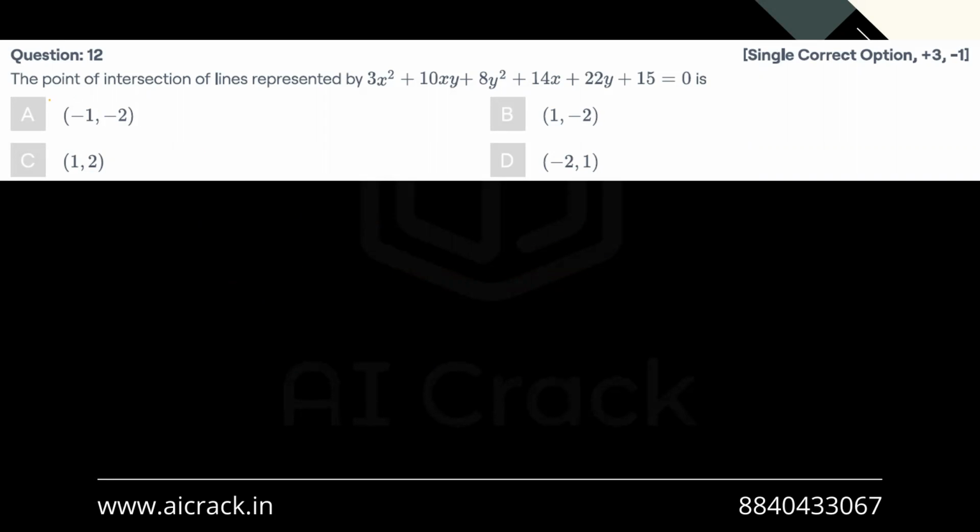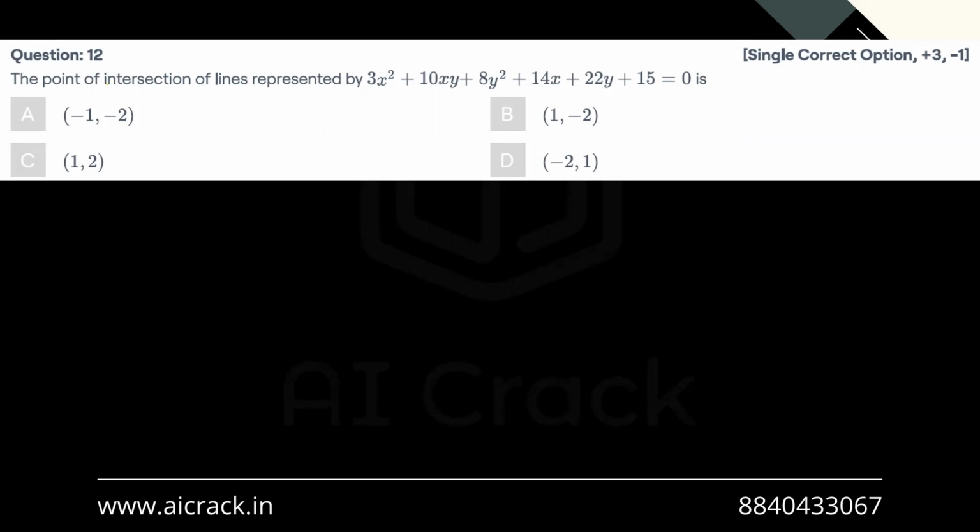Now let's look at question number 12. The point of intersection of lines represented by 3x square plus 10xy plus 8y square plus 14x plus 22y plus 15 equals to 0. So this particular question has two methods to solve it. So I'll discuss both of them. So the first method is the simplest one.